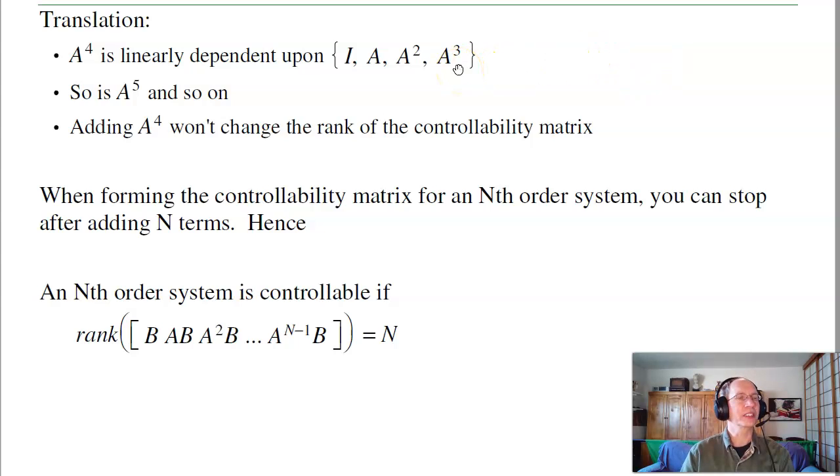They're all linearly dependent. Meaning, when I find the observability matrix, if I have an nth order system, I only need to include n terms. Anything beyond that will be redundant. It won't add to the rank. If it's not full rank for these terms, it won't be full rank if I add any more terms. So you don't have to go out to infinity. If I have a fourth order system, just include 4 terms in the controllability matrix. If that rank is 4, then it's controllable.